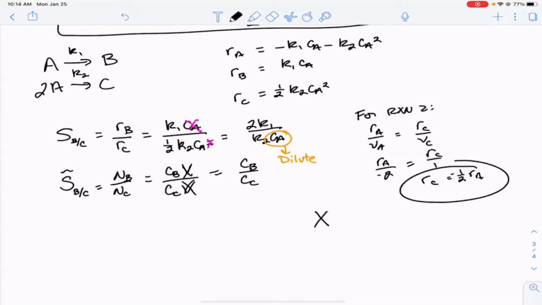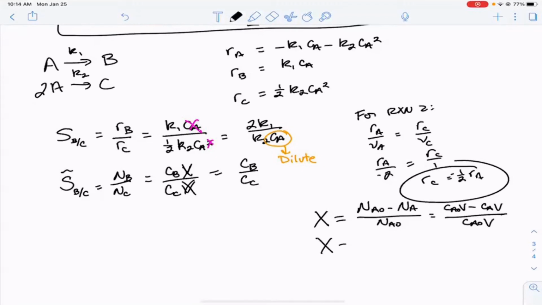And just so you guys didn't forget, right? Conversion is the moles of A reacted over the moles of A that are fed. So the moles of A reacted are the initial minus what you have now, over the initial number of moles, which of course is just CA0 times V minus CA times V over CA0 times V.